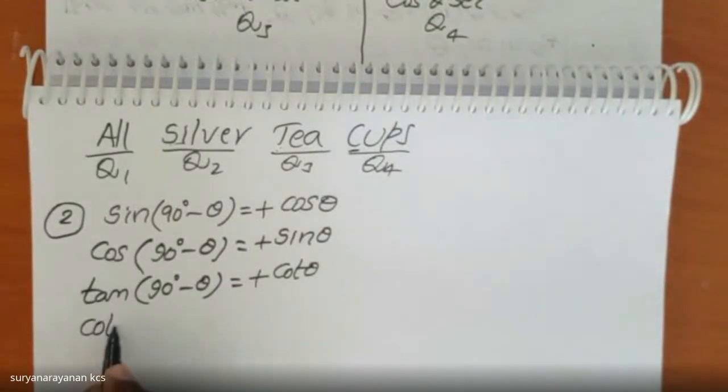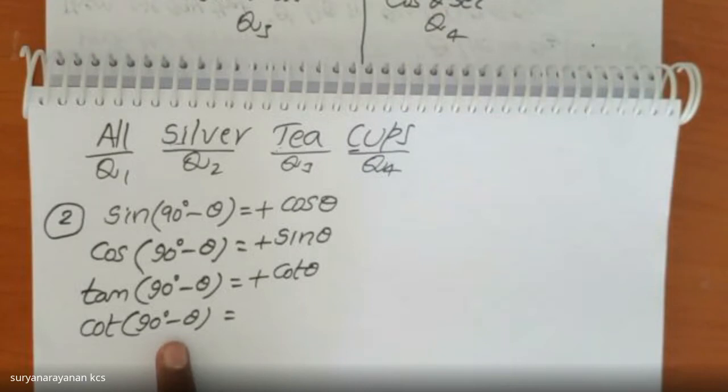Similarly, cot 90 degrees minus theta. Can you tell me, anybody? Ria, Samuel, Nikhil? Yes, very good, Percy, very good.